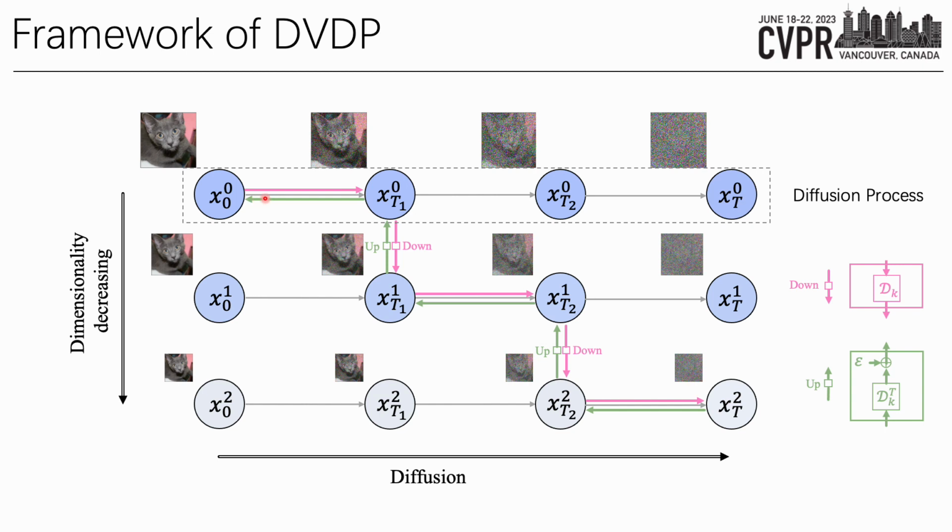As mentioned before, we construct DVDP by concatenating several diffusion processes with decreasing dimensionality. In the forward process shown by pink arrows, the concatenation is achieved by downsampling operation. And in the reverse process shown by green arrows, it is upsampling operation followed by adding a Gaussian noise.